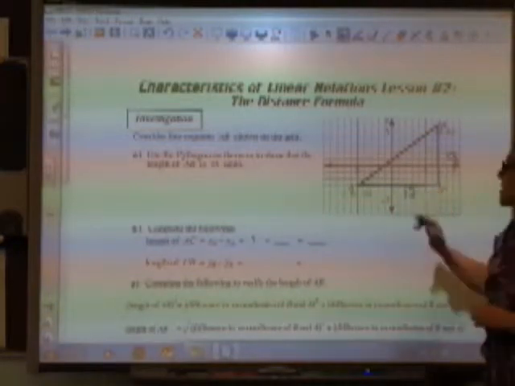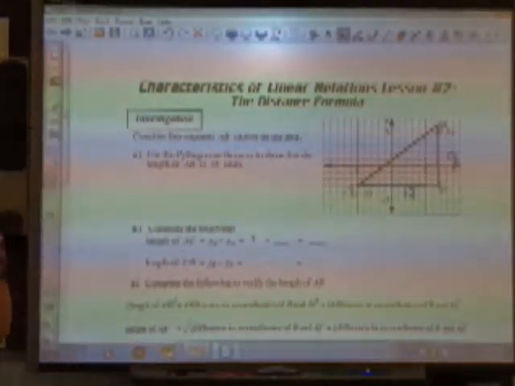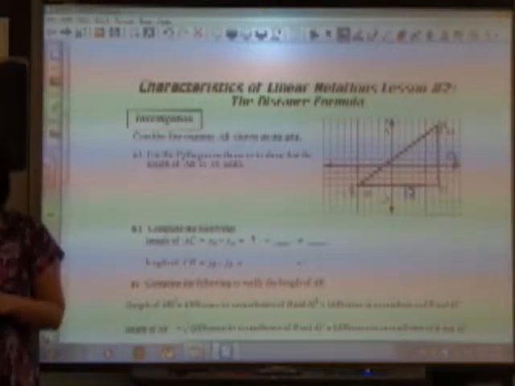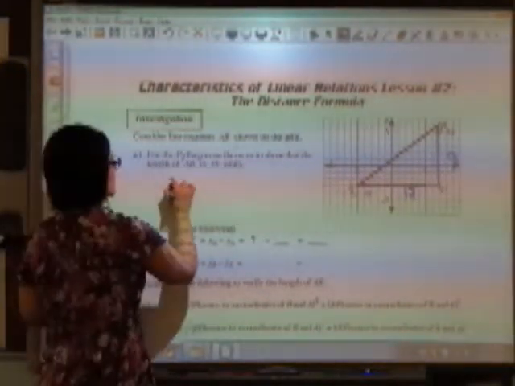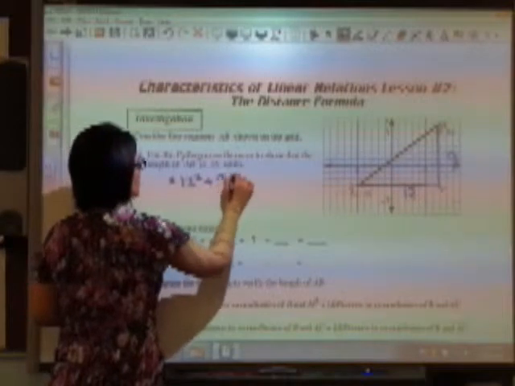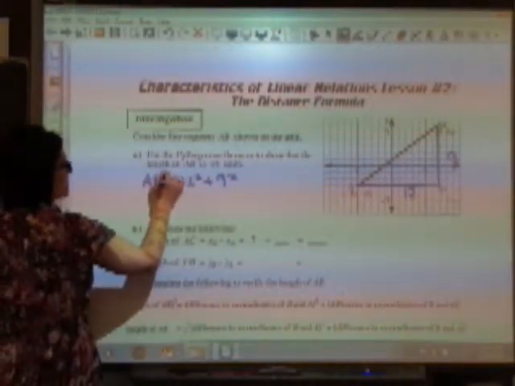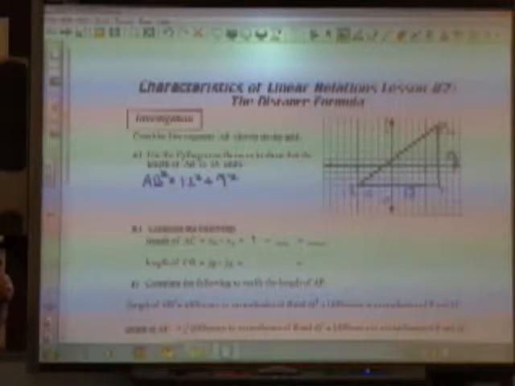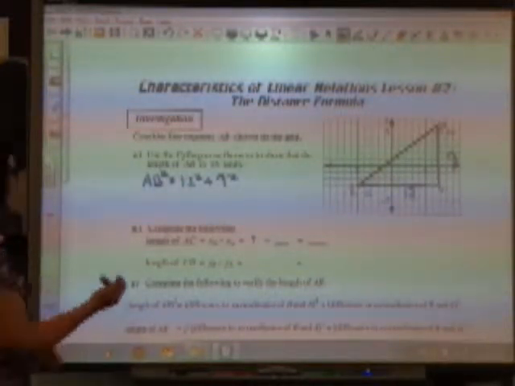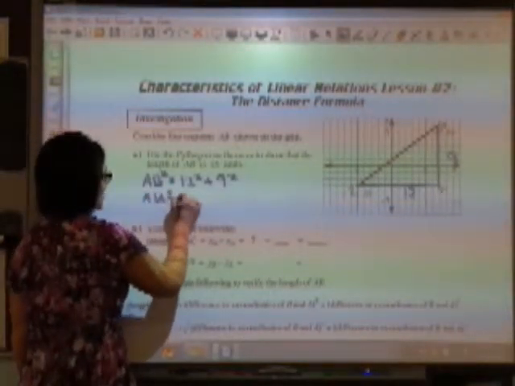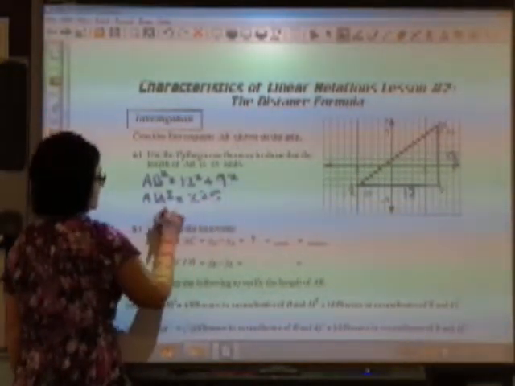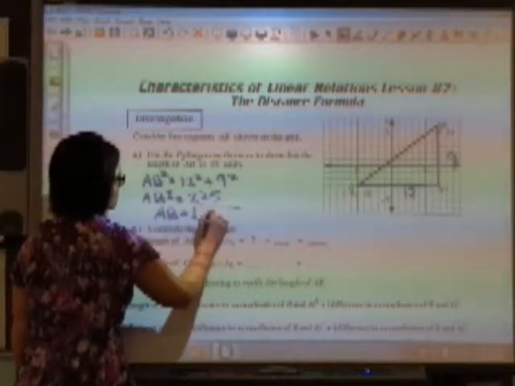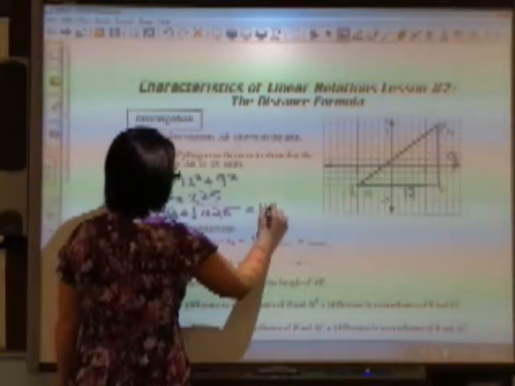12. So using Pythagoras' theorem, how would I write that? How would I find the length of AB? So 12 squared plus 9 squared, and that will give me AB squared. So what is 12 squared plus 9 squared? It's 225. And then when I square root it, I get 15. Okay.